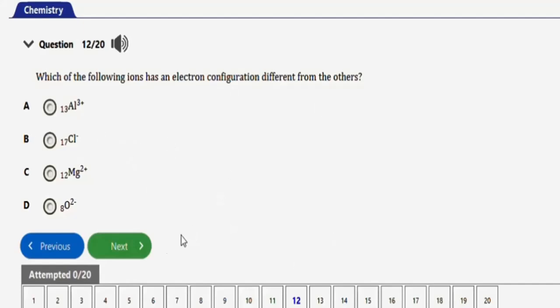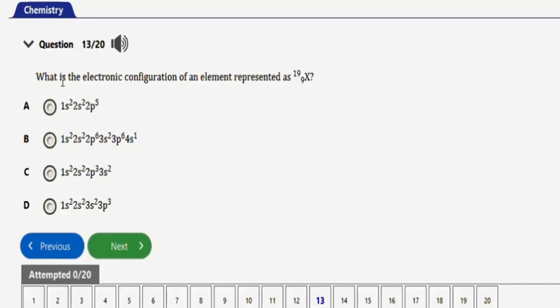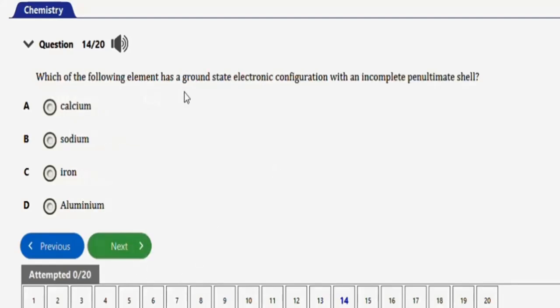So next up the question, this one, it says what is the electronic configuration of an element represented as this? So this is fluorine. So the right option is option A, 2 plus 7, that's 9. So fluorine has atomic number of 9. Next up the question with this one, it says which of the following elements has a ground state electronic configuration with an incomplete penultimate shell? So the right option is option C, which is iron.